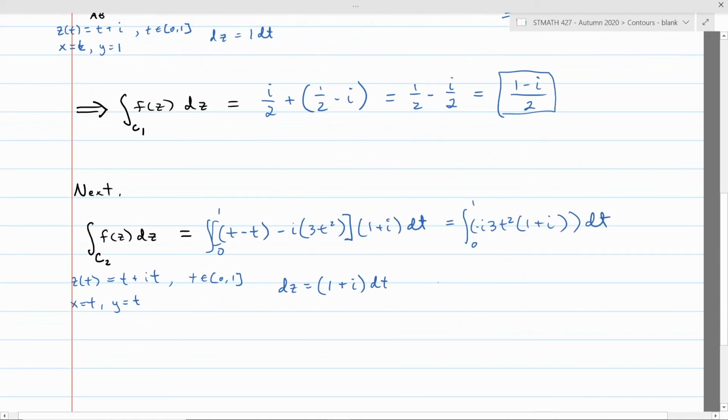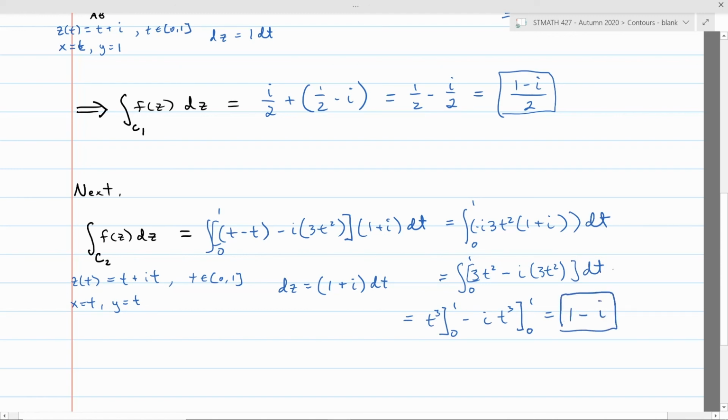So I probably want to break this up into real and imaginary components. So that's integral 0 to 1. I'm going to have a 3t squared, because that i times that negative i is going to give a positive 1, and then I'm going to have minus i times 3t squared, all that dt. So I can just integrate the real part, and I get t cubed, 0 to 1, minus i, and then same thing on the imaginary component there, 0 to 1. So this is going to be 1 minus i.